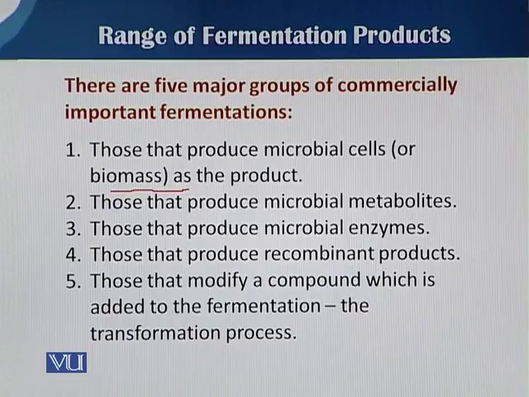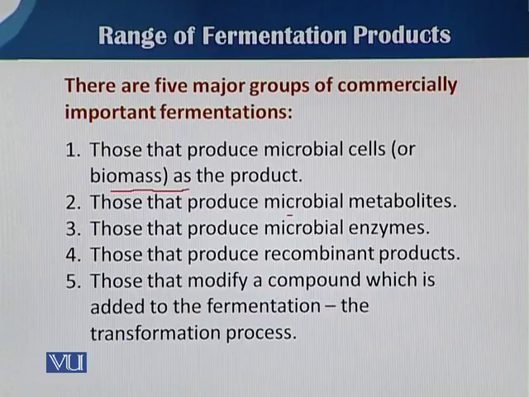When the fermentation process is carried out, you know that mass culturing of the organism happens. When there is mass culturing, there is an increase of the biomass. So the biomass itself is a product. So the first range of the fermentation process is one in which we run the fermentation process only for the sake of biomass.